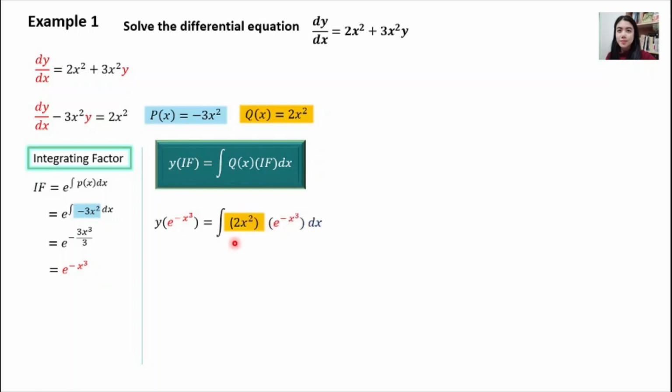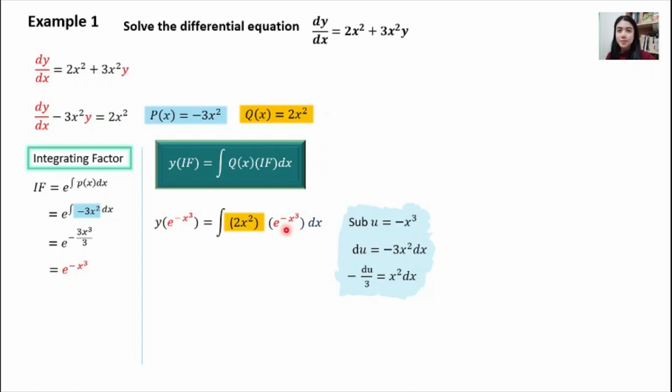Focus on the right hand side. You're going to use the technique of substitution to do the integration. Substitute this one as u. Differentiate this one, so you have du equal to minus 3x squared dx. Observe what we have here: you have x squared dx, and you have x squared dx here. So I can move the negative 3 to the left hand side, and I will have negative du over 3 equals x squared dx only.